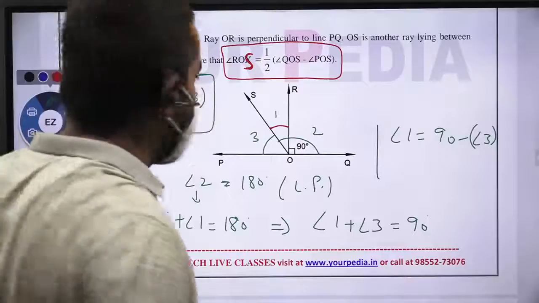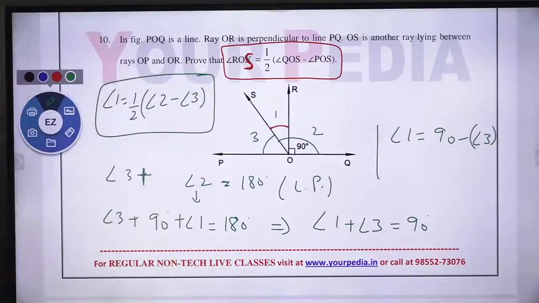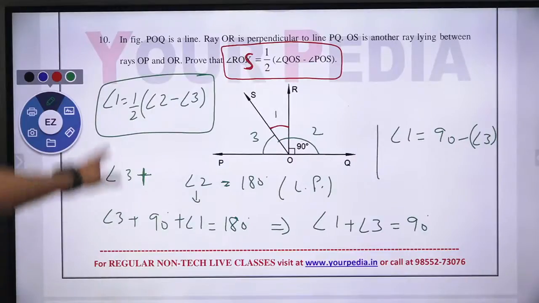Okay, so I think it must be clear up to this. So similarly, we can do it. Angle 1 plus angle 3 is 90 degrees. What we can do? OS is another ray lying between OP and OR. So we need to prove this.